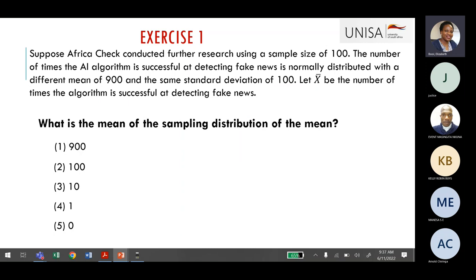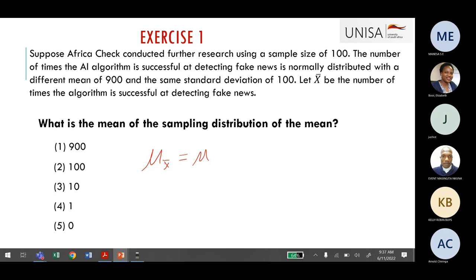What is the mean of a sampling distribution of the mean? You are asked to find the mean of the sampling distribution of the mean, and we know that is the same as the population mean. You don't have to calculate anything here. That should be easy and quick to answer. That is 900, option one. It's 900 because it's given to you there in the statement.